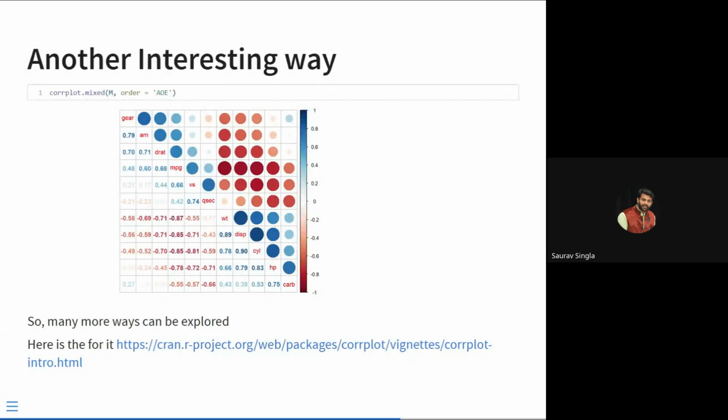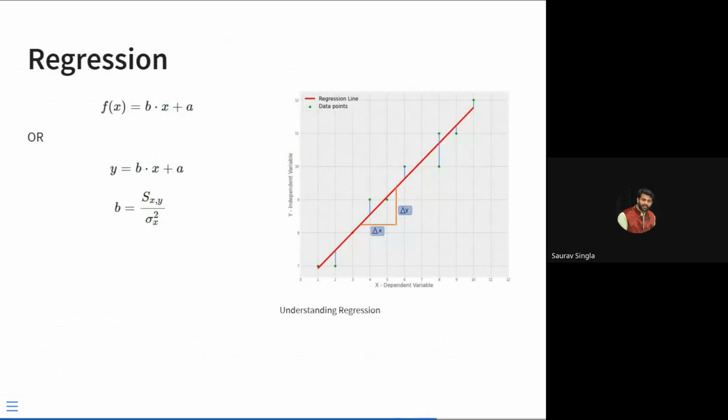Now I think we should proceed to the regression. I think correlation is quite pretty much clear, the plots and everything.